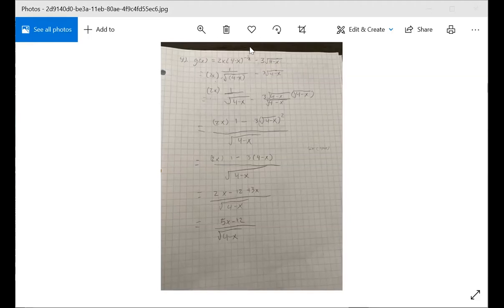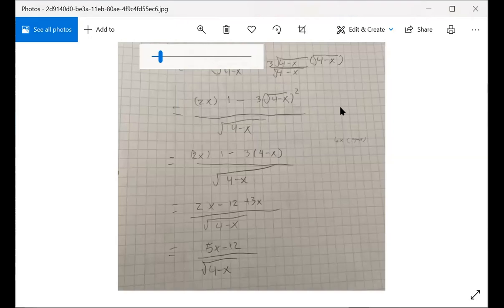Let me make this font just a little bit larger. Does everybody see that? Just forget the stuff on the right, the little stuff on the right. What little stuff on the right? That's 6x in parentheses 4 minus x right there. Oh, you want me to ignore that? Yeah. Sure. So let's look at Andy's work.